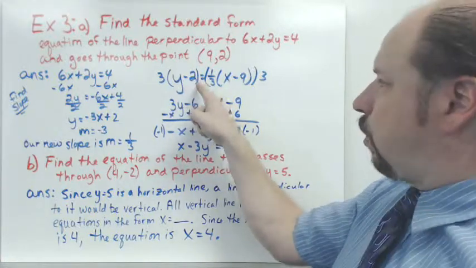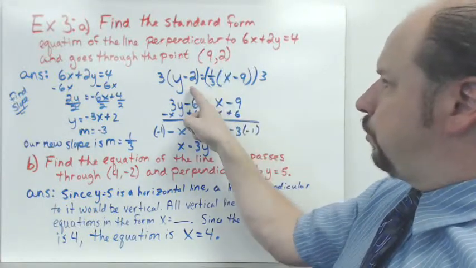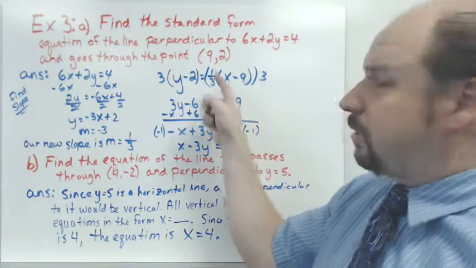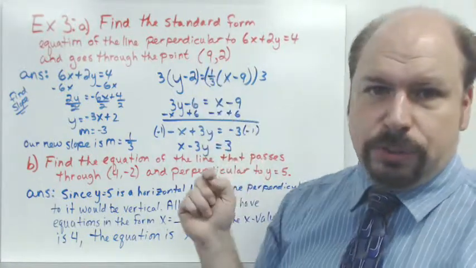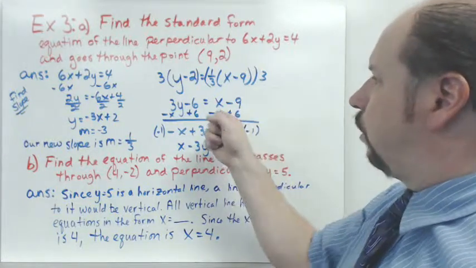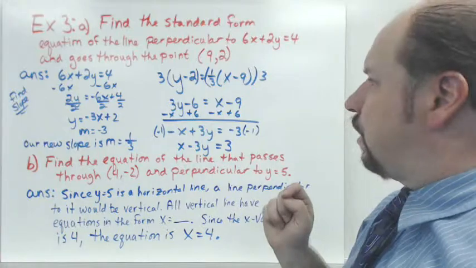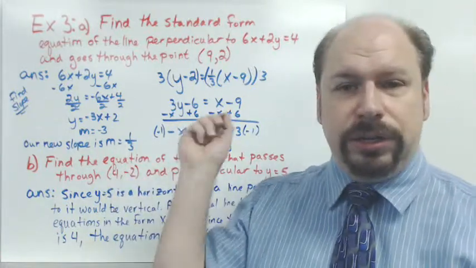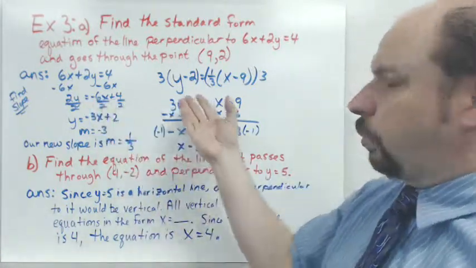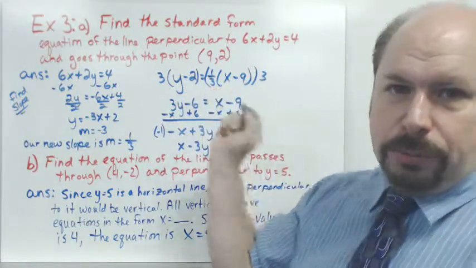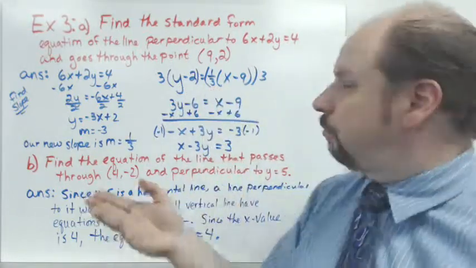So y - y1, y1 is 2, equals 1/3 times x - x1, and x1 is 9, so we're going to put a 9 in there. So we have y - 2 = 1/3 (x - 9). Remember, once again, we need to get rid of the fraction when we're writing in standard form. So multiply through by the denominator of that fraction, which is 3.